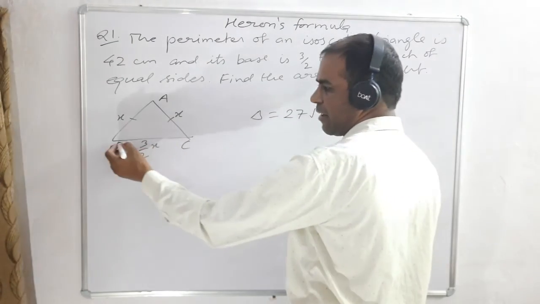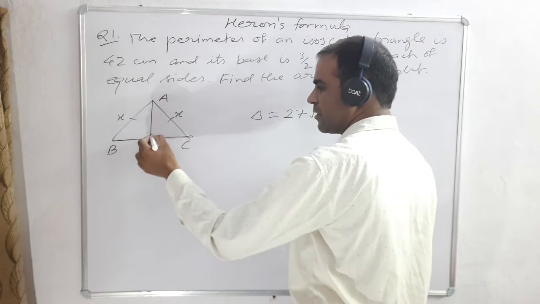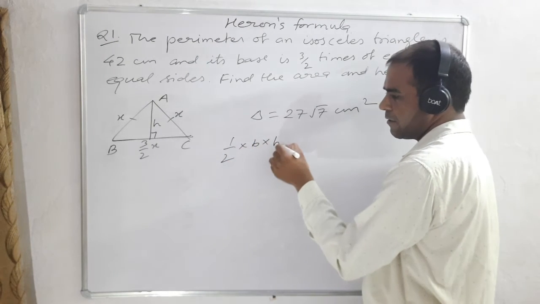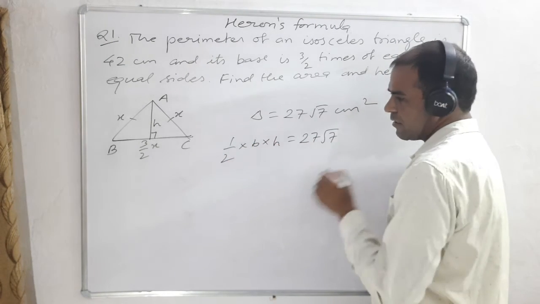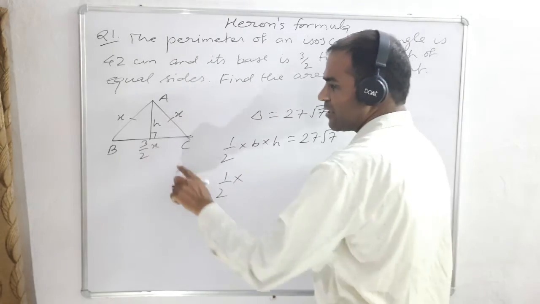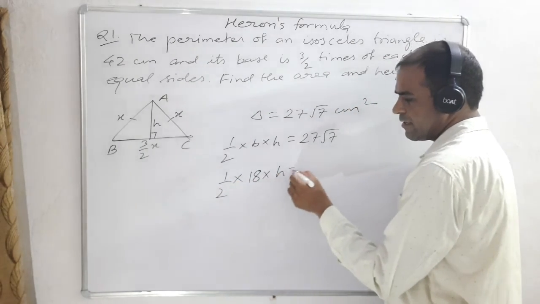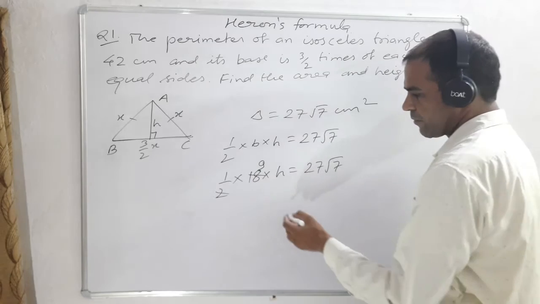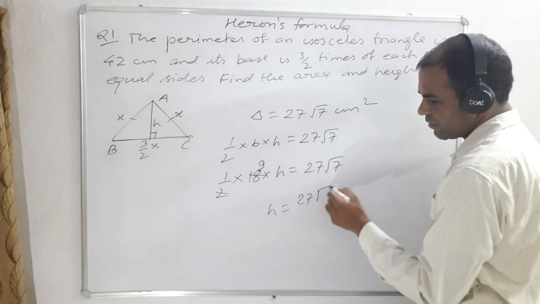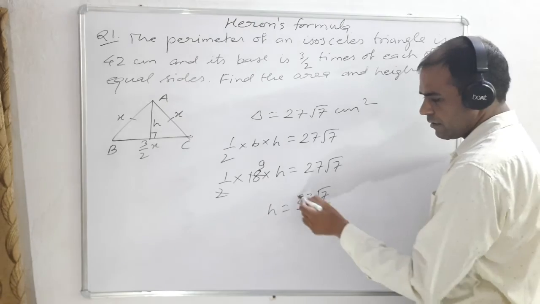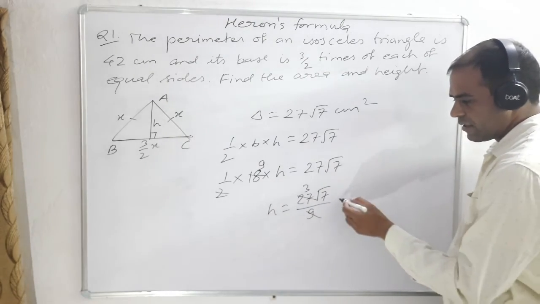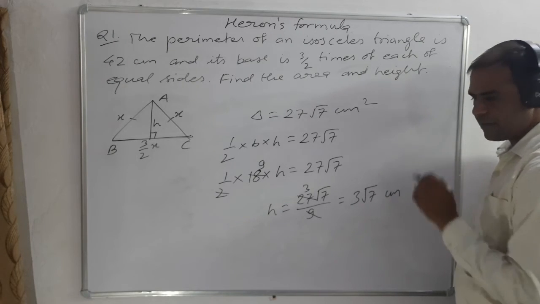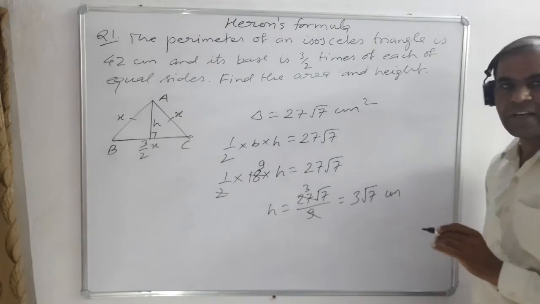And area of triangle is half base height. This is base and this is height. So area of triangle is half into base into height equal to 27 root 7. So half, here base is 18 and height is h. So 27 root 7, 2 9s are 18, and h equal to 27 root 7 upon 9, 9 3s are 27, and its value is 3 root 7 centimeter. This is the height of this triangle.